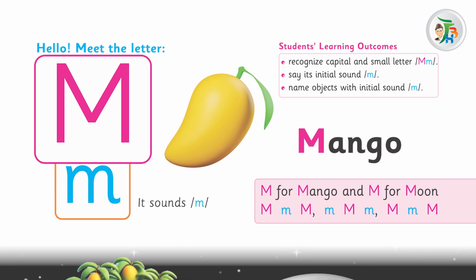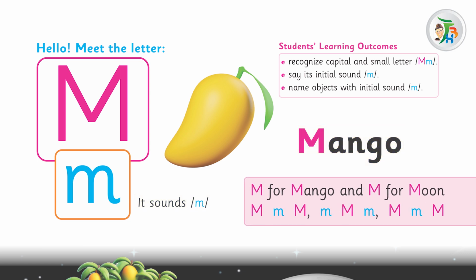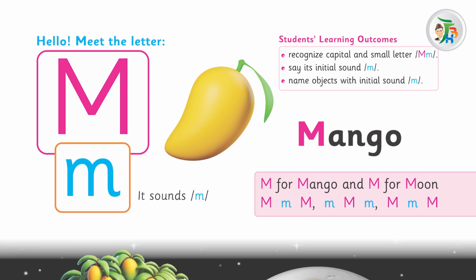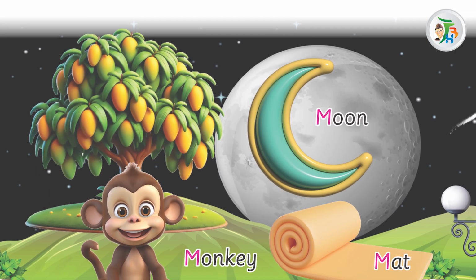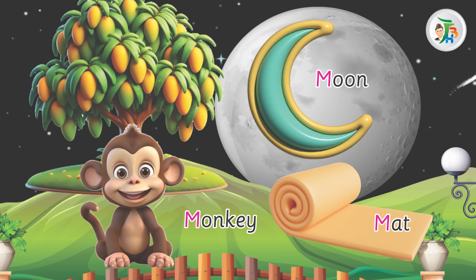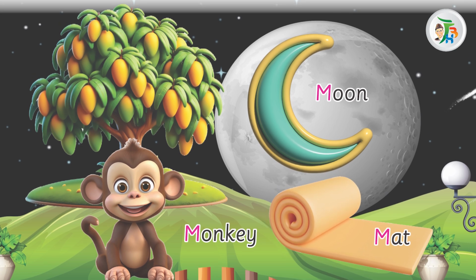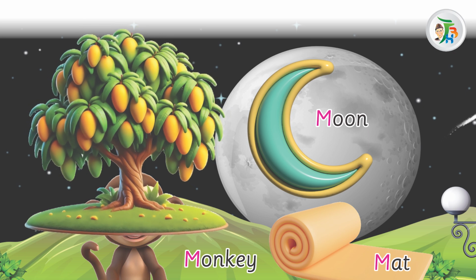Hello, meet the letter m. Its sound is m, mango. M for mango and M for moon. Now look at the picture. You can see so many objects that start from letter M, like moon, monkey, mat. So students, do you like mango? I love to eat mango. Mango is the king of fruit.